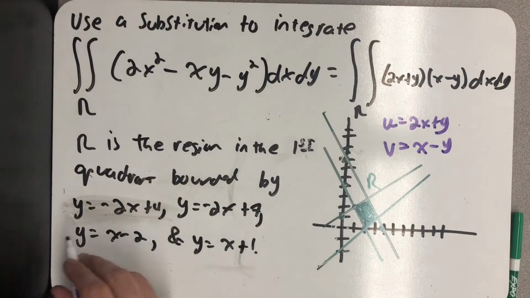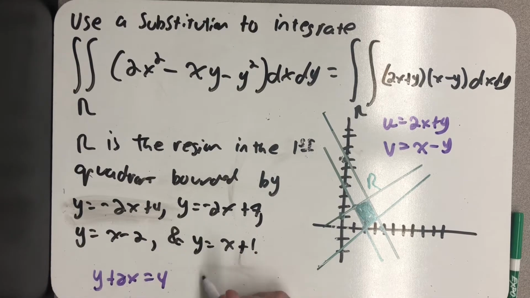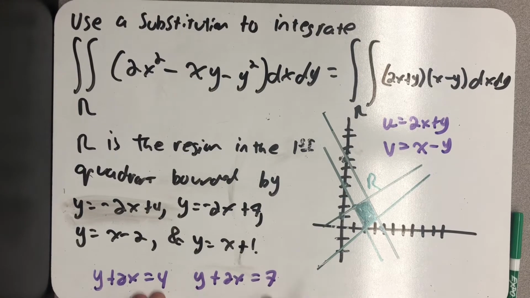And number two, when I look here, if I add 2x to both sides of these, y plus 2x equals 4 and y plus 2x equals 7, well, that's u equals 4 and u equals 7. These bounds reduce, instead of being between these two lines, to being between these two constants. I'm going to think about a u-v plane in a minute, so those two constants.